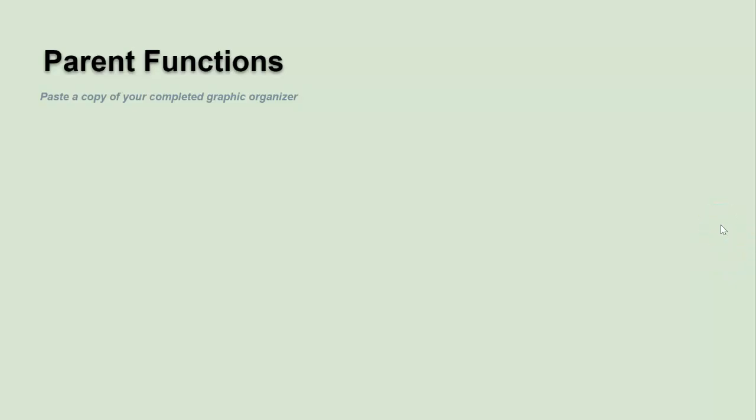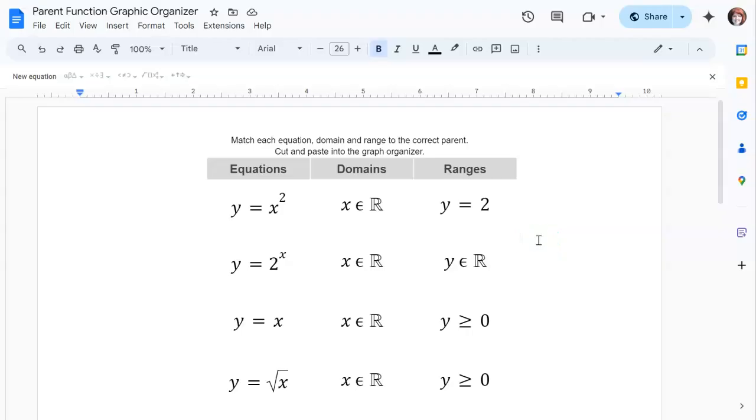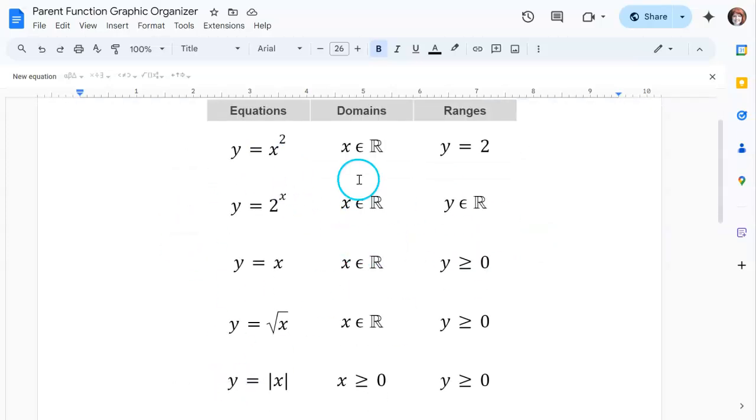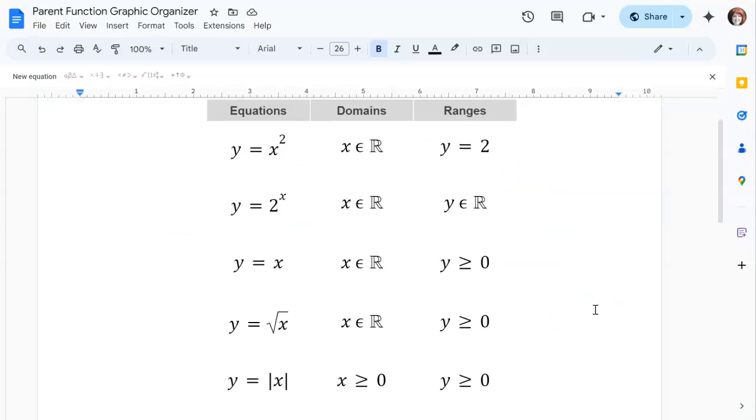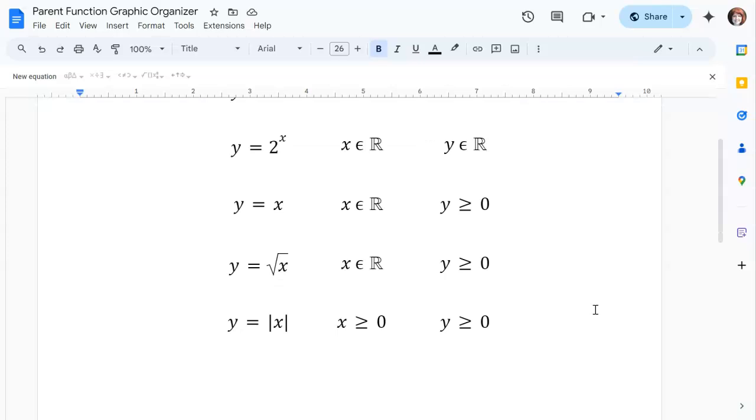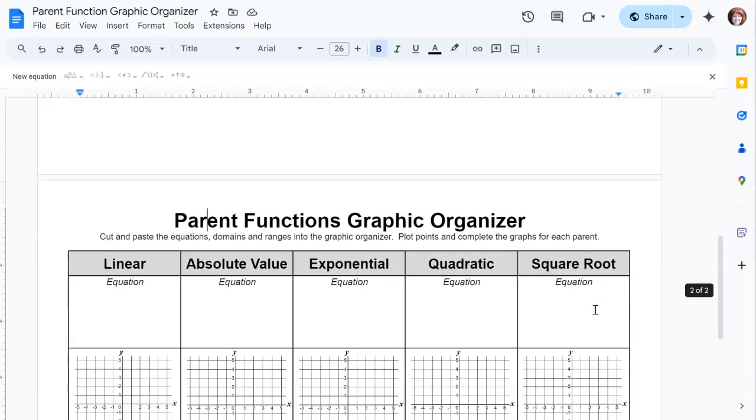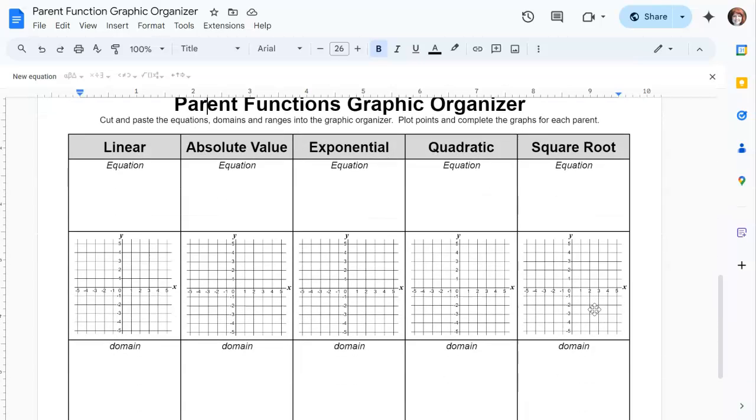So on this screen, they're asked to paste a copy of their completed graphic organizer. And I'm giving you a link to these parent functions in a Google Doc. So here's what it will look like. When they come in, they will just see these. These are equations, and these are domains and ranges. These are not matched. They are all mixed up, so they need to decide which domains go with which ones. And then they're going to come down here and they're going to fill this out.